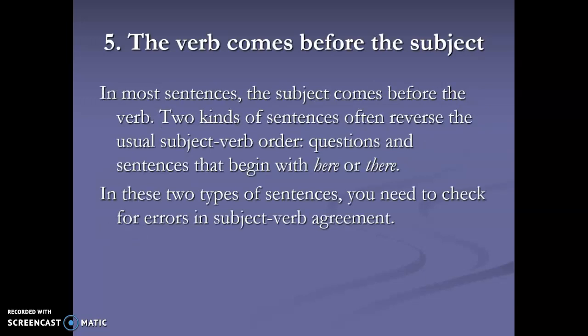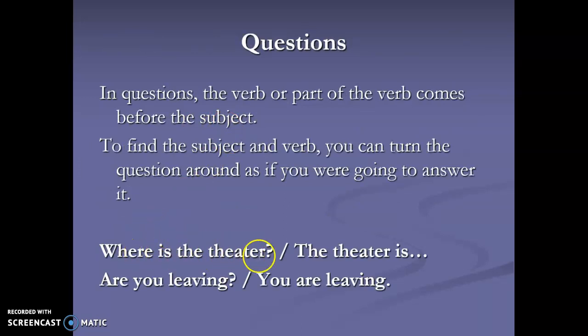And the last issue might come whenever you have an inverted sentence, and the verb comes before the subject. They're typically questions. In question form, it inverts, the verb comes before, or sentences that begin with here or there. For instance, in questions, where is the theater? Or are you leaving? What we do here is we flip it. You turn the question around as if you were going to answer it. So instead of saying, where is the theater? You say, the theater is here. Theater is the subject. It's singular. It's third person, so we have to pick is.